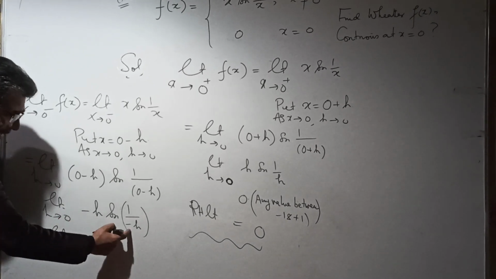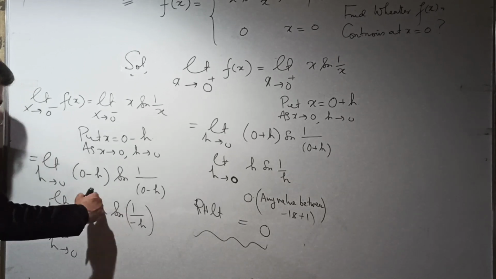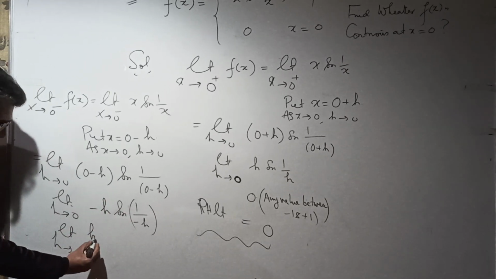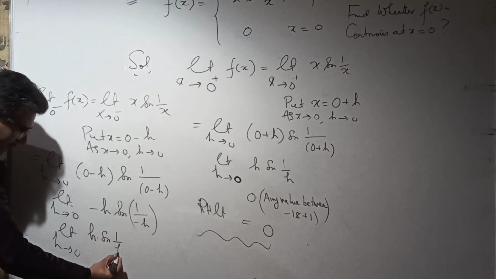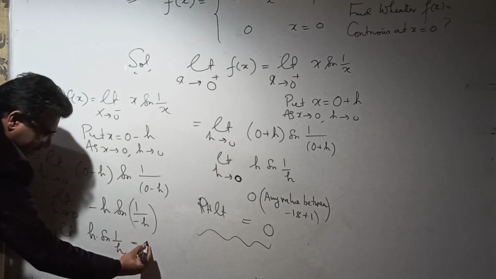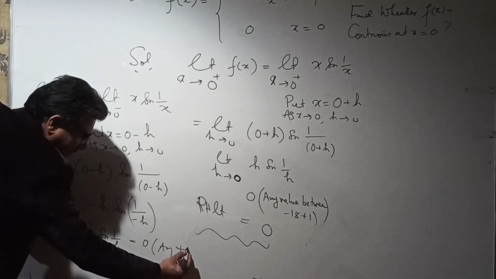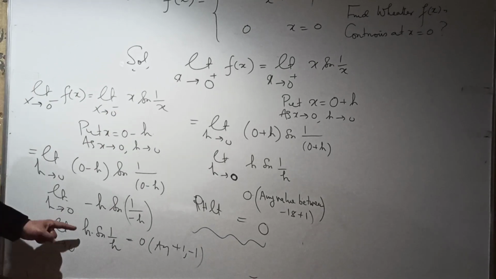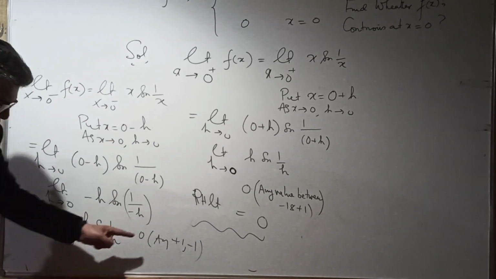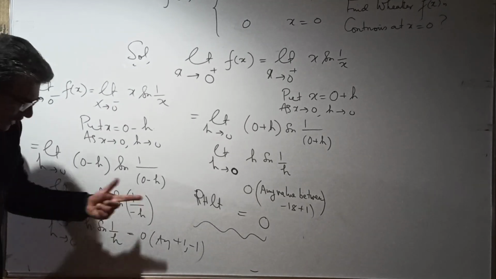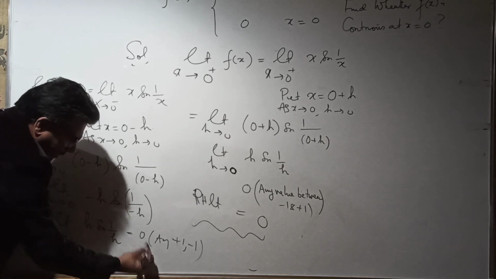Now what is sine minus theta? Sine minus theta is minus sine theta. That will become plus. So it is h sine of 1 by h again. So it is again 0 into any value between plus 1 and minus 1. So again h is 0, and any value between plus 1 and minus 1, so 0 into any value between plus 1 and minus 1 will become equal to 0.